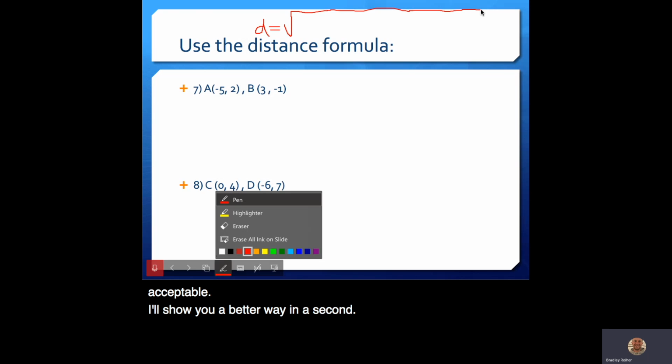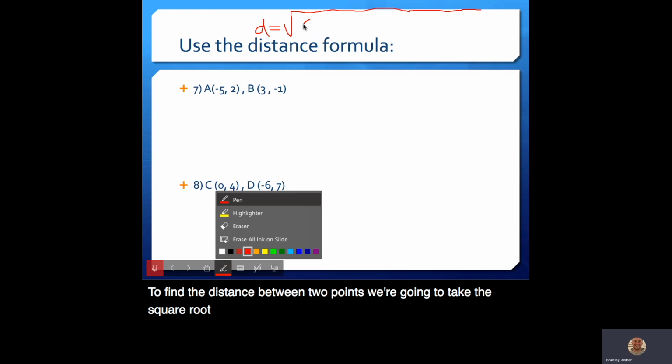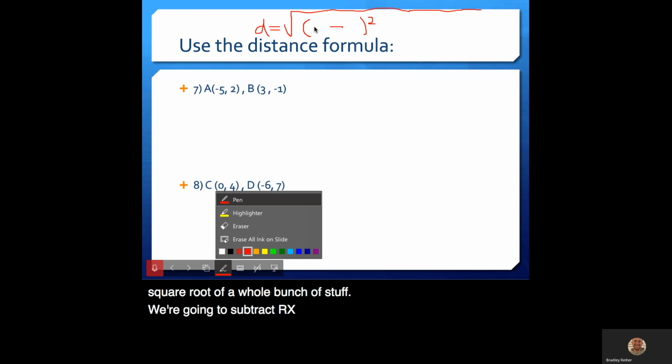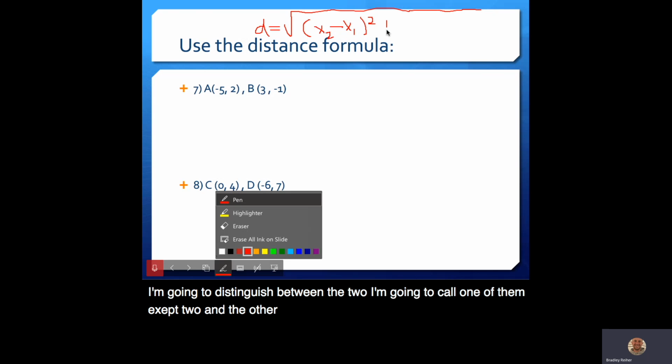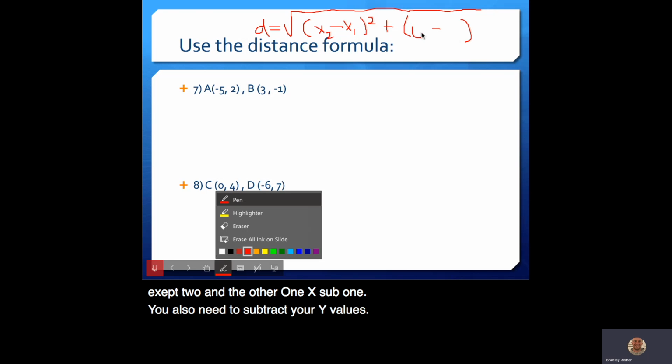To find the distance between 2 points, we're going to take the square root of a whole bunch of stuff. We're going to subtract our x values. Since there's 2 of them, I'm going to distinguish between the 2. I'm going to call one of them x sub 2 and the other one x sub 1. Now, you also need to subtract your y values. And you have to do it in the same order that you did the x's in. So y sub 2 minus y sub 1 is what that formula says.